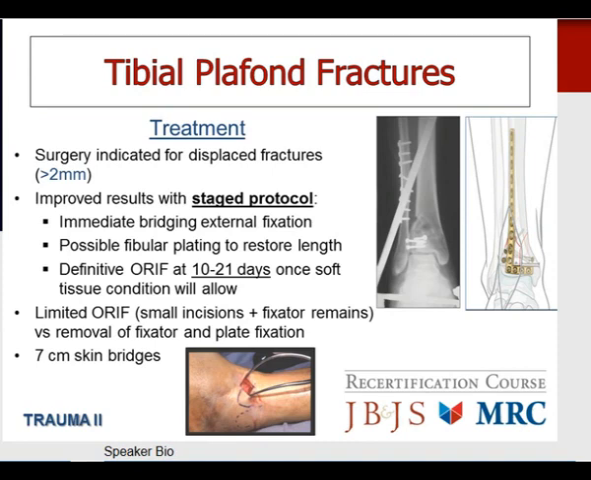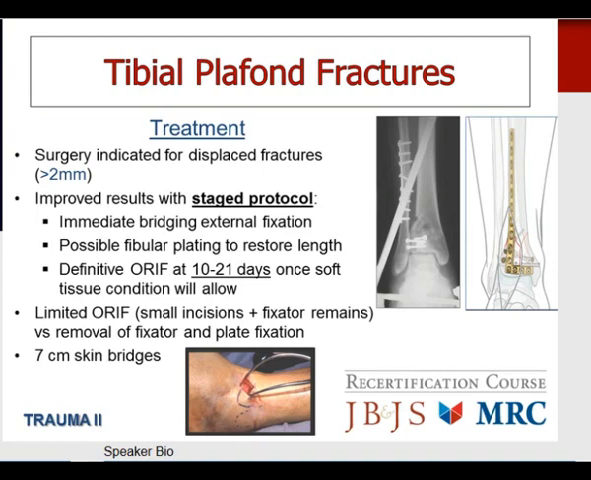The important treatment point for tibial plafond fractures to remember is that a staged protocol is appropriate. The patient should be treated immediately or urgently with bridging external fixation, placement of an external fixator across the ankle joint, keeping the external fixation pins well out of the zone of soft tissue injury. The fibula may or may not be plated acutely to restore length of the limb, and then the definitive fracture treatment is performed once the soft tissue condition will allow, and that's usually at 10 to 21 days post-injury.